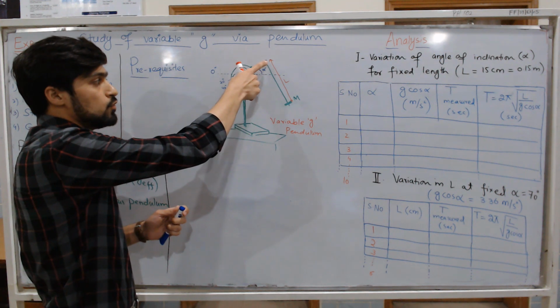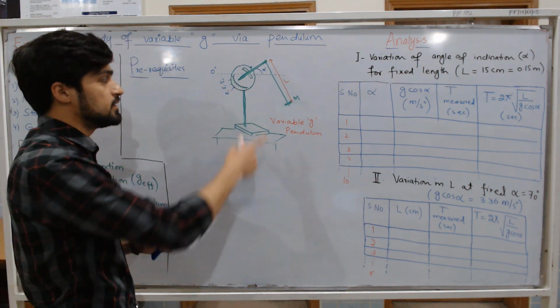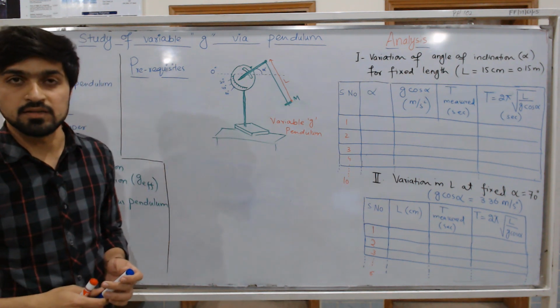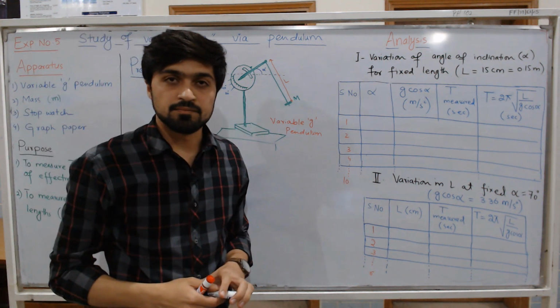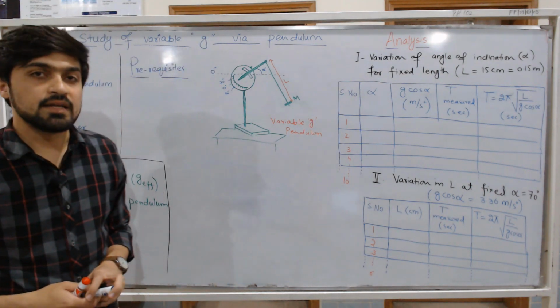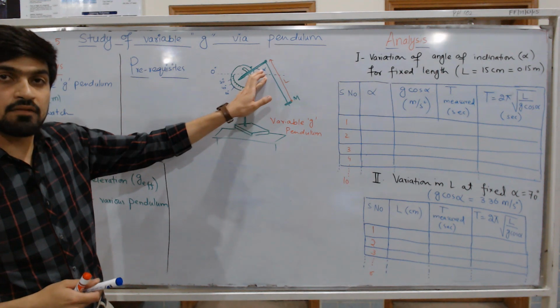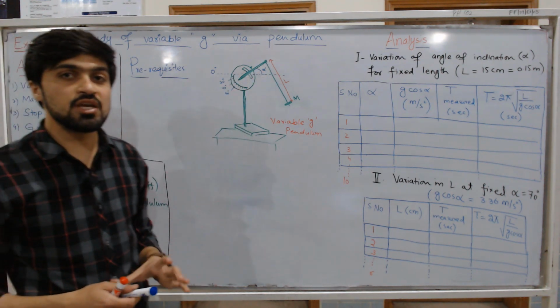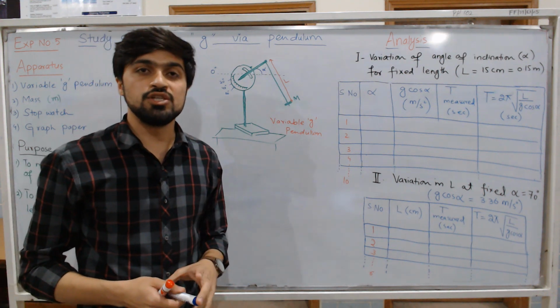Now you will then move it to, let's say, 20 degrees, and you will measure the time period. Let's say then 30 degrees, 40 degrees, 60 degrees. And from that relation, we will calculate the time period. And if the angle of inclination alpha is changing, then it will definitely change the value of G. So we will call that value the G effective.